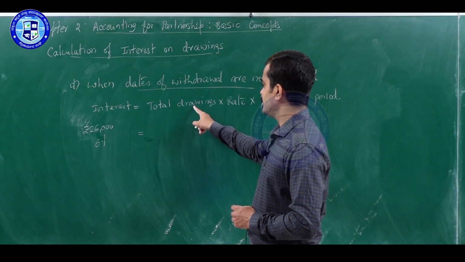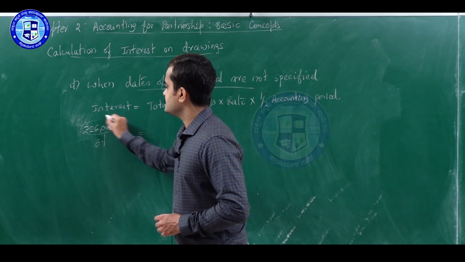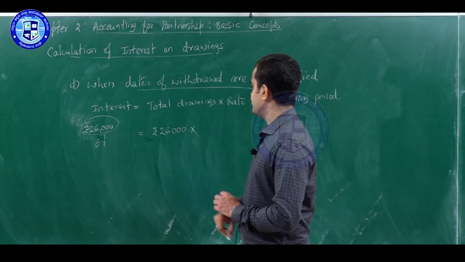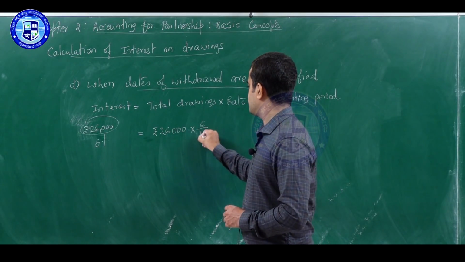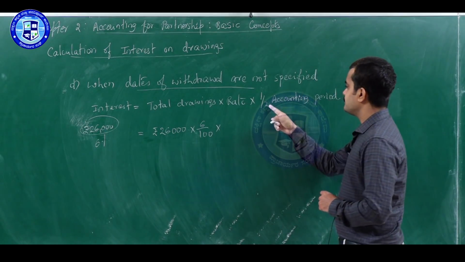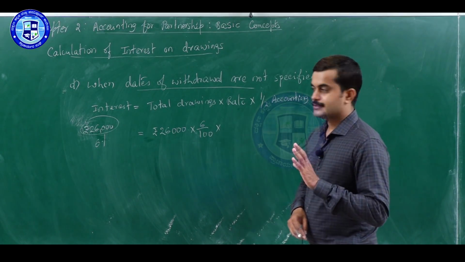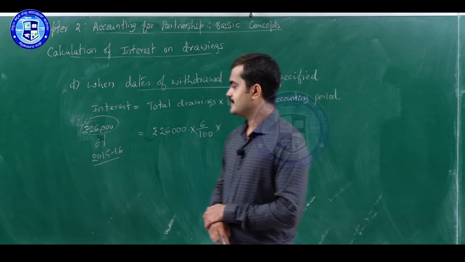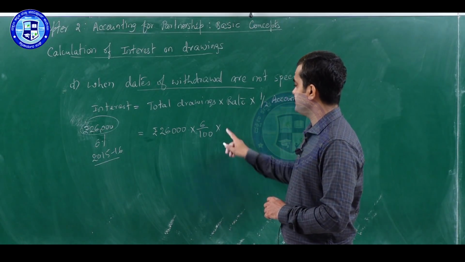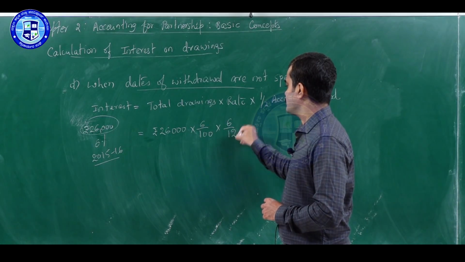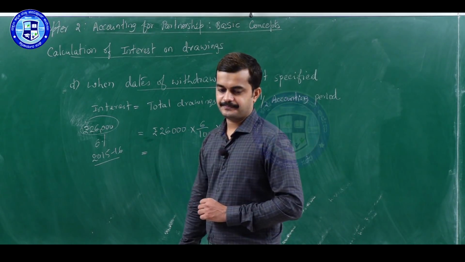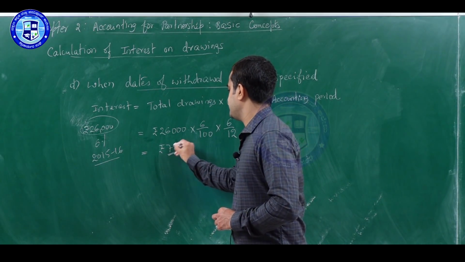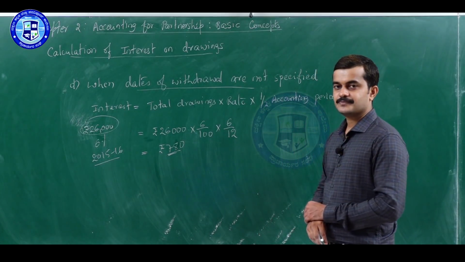We have to take total withdrawals. So, in this case it is directly given, rupees 26,000 into rate is 6 by 100 into half of the accounting period. So, this is the year 2015-16 consisting of 12 months. That means we have to take half of that accounting period as 6 by 12, 6 months, and the amount will come to rupees 780.